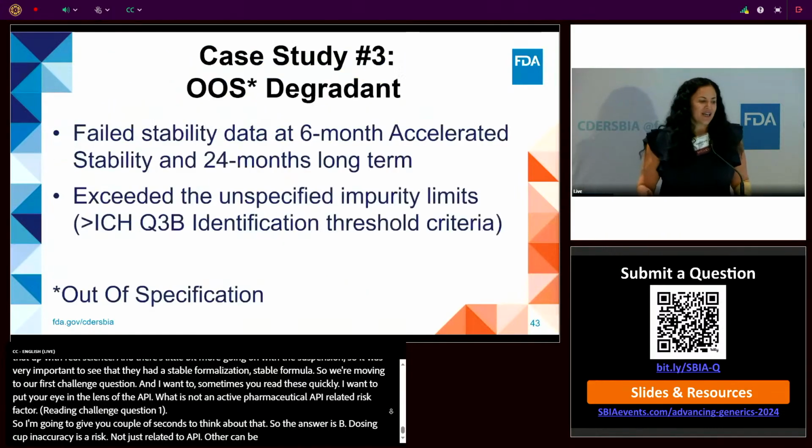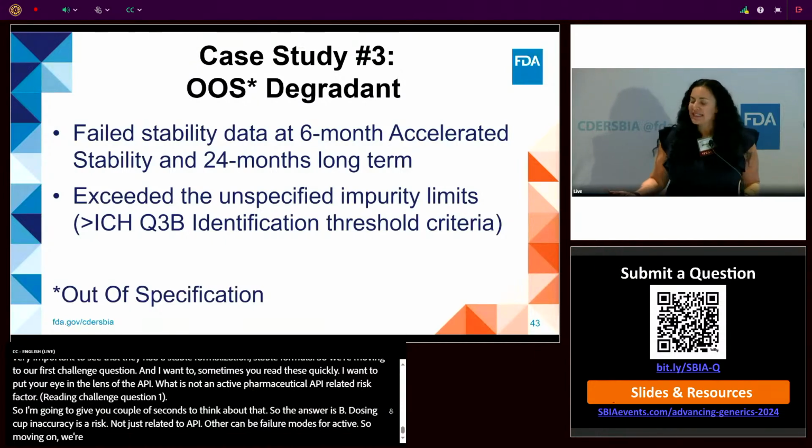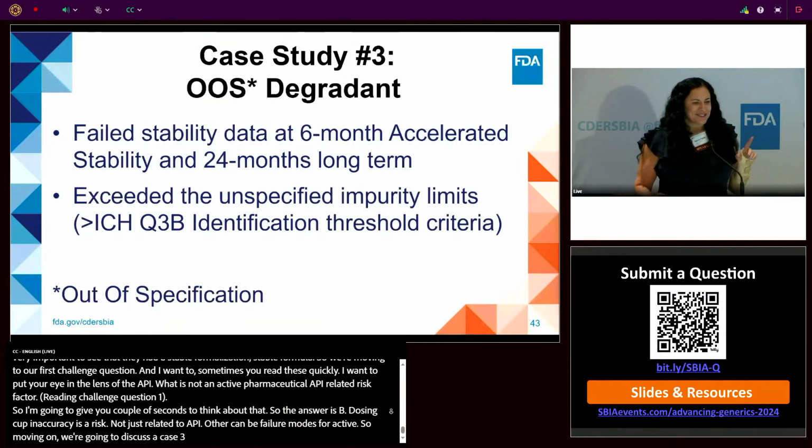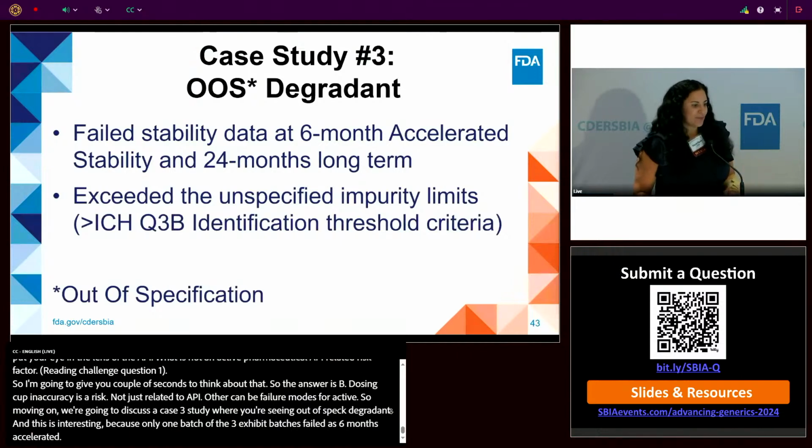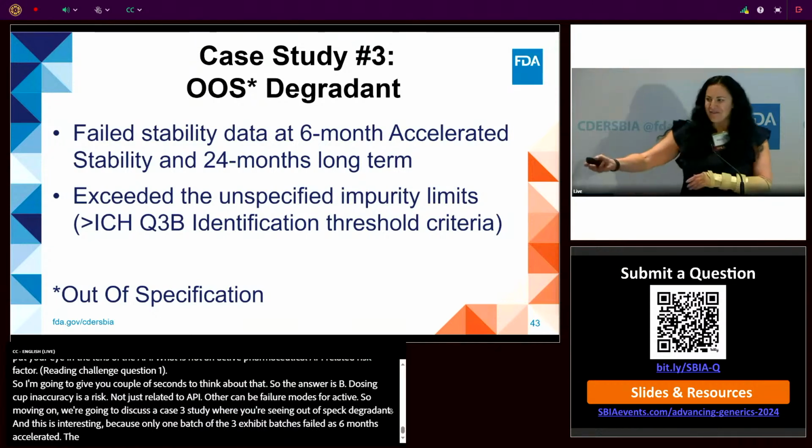So moving on, we're going to discuss a case 3 study where you're seeing an out-of-spec degradant. This one's very interesting because only one batch of the 3 exhibit batches failed at 6 months accelerated and at the 24-month long term. In fact, the degradant that they didn't even know they had popped up and started to exceed the limits of ICH Q3B. I want to refer back to Tina.